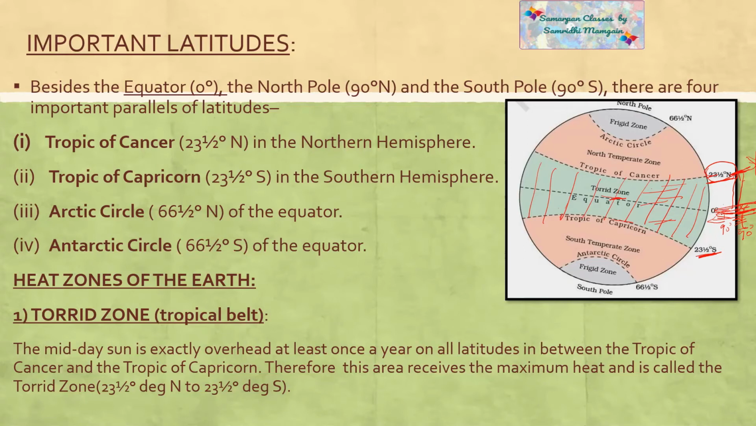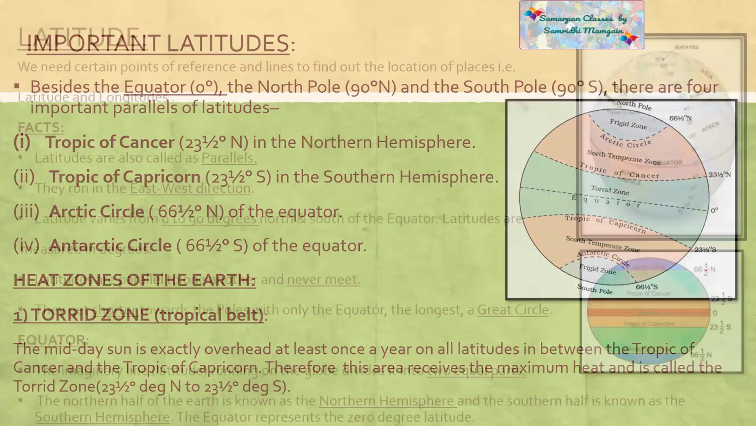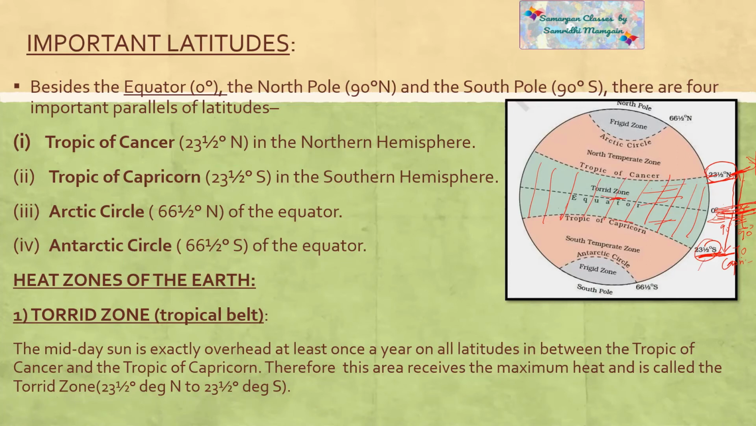Then again, the sun would start traveling from 0 degrees, the equator, to 23.5 degrees south, which is the Tropic of Capricorn. On some day of the year, the sun will be directly overhead at the Tropic of Capricorn. And again, the sun will not move beyond 23.5. It will remain here and then return back to the equator. So I told you the journey of the sun is between the Tropic of Cancer and the Tropic of Capricorn. Therefore this area is known as the Torrid Zone or the Tropical Zone.